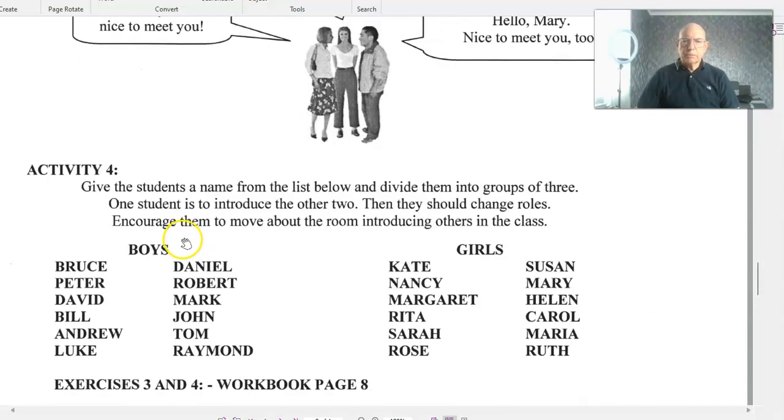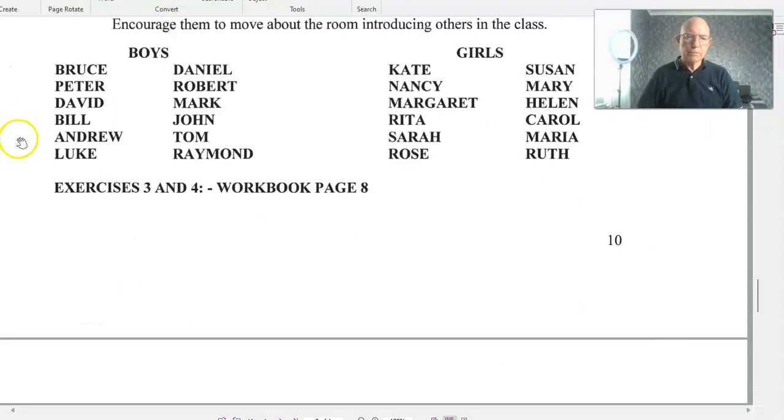So then it gives some names. If we have enough people in class, you each give them a name and have them introduce the two people that they're with, and so forth. So you kind of practice the dialogue we had before.